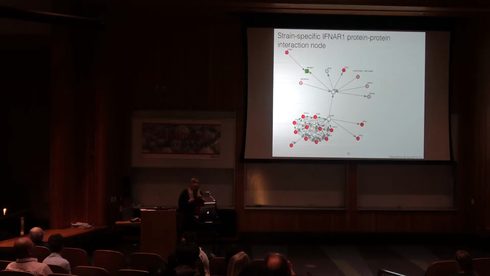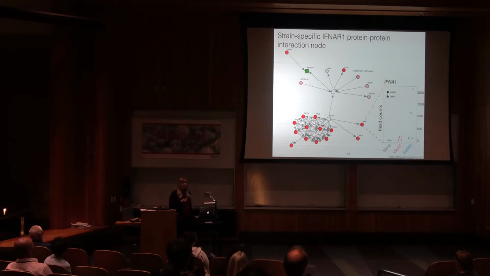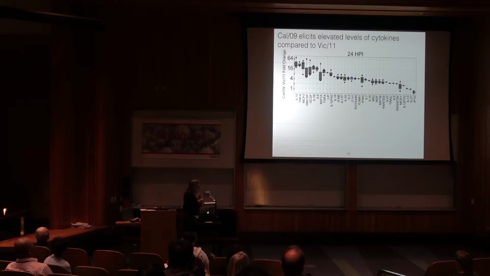And so to capture the biological significance of these differentially expressed genes, we turned to the STRING program to construct an interaction network where red are transcripts expressed at higher levels by Cal09. And we observed this module of protein interactions connected by the interferon alpha receptor node. And this includes interferon alpha. So this is indicative of an early transcriptional induction of interferon alpha mRNA, which is not observed in the VIC11 infected cells.